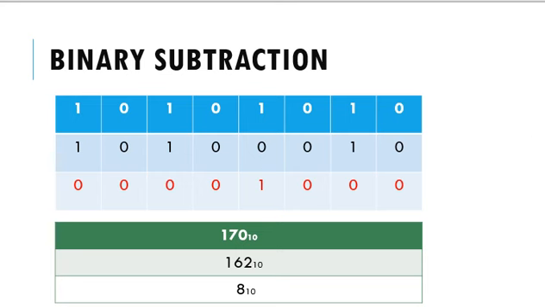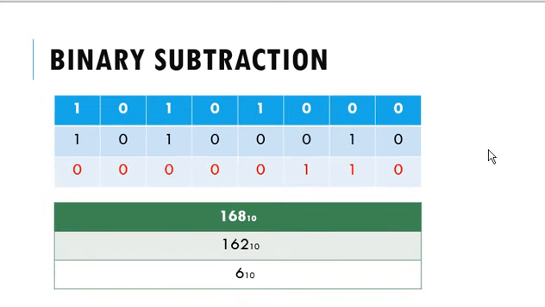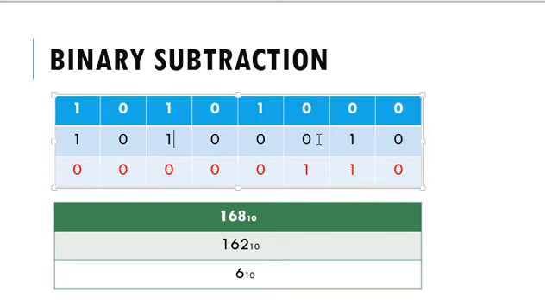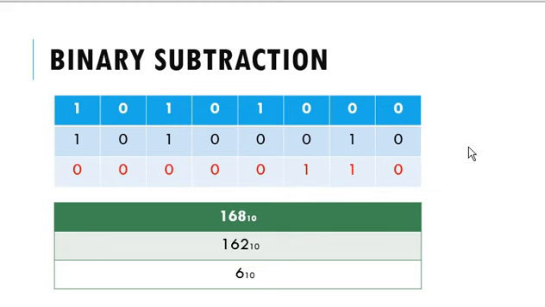Let's check another example. So we have here 168 minus 162. It is equal to 6. And these are the binary conversions which we will also subtract. This is 10101000 minus 1010010. Again, we will solve it from right to left.